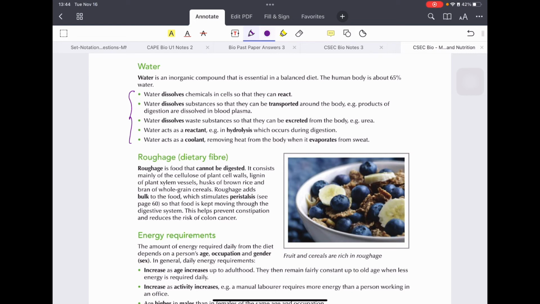Okay, also water can cool the body via sweat. When we sweat and the sweat evaporates, we feel cool. Okay, and that keeps the temperature under control.